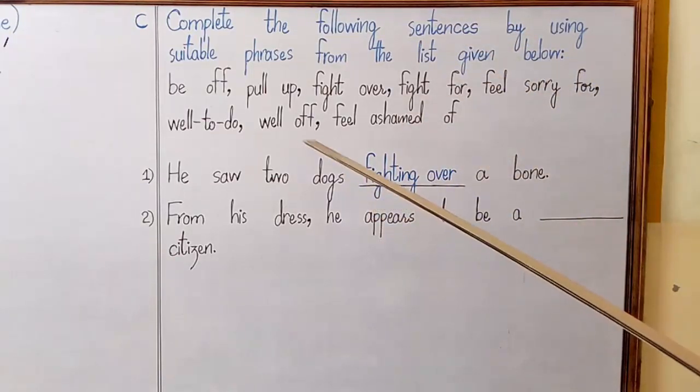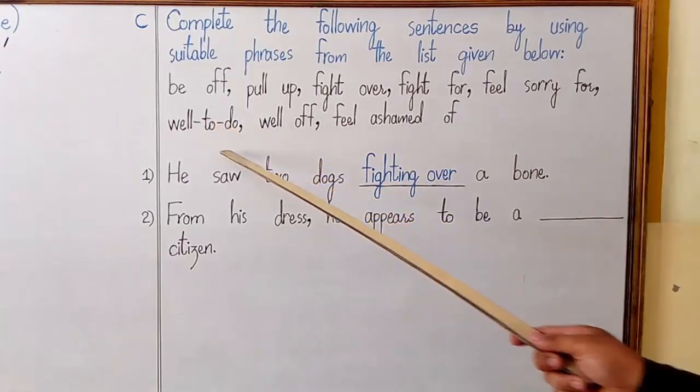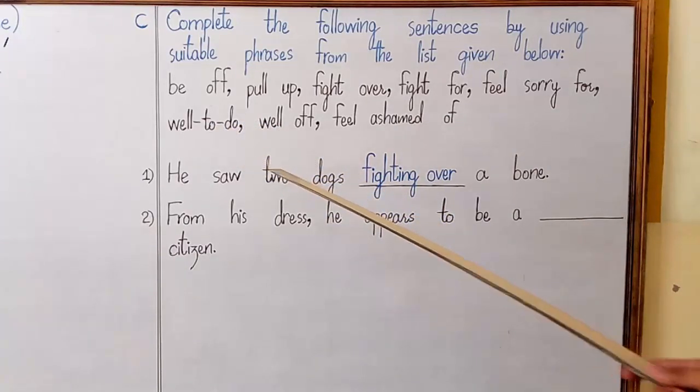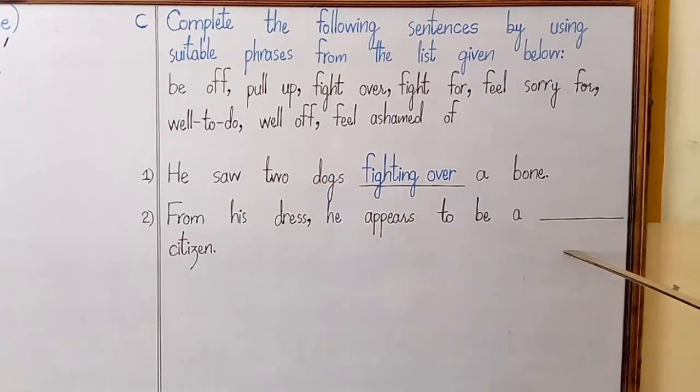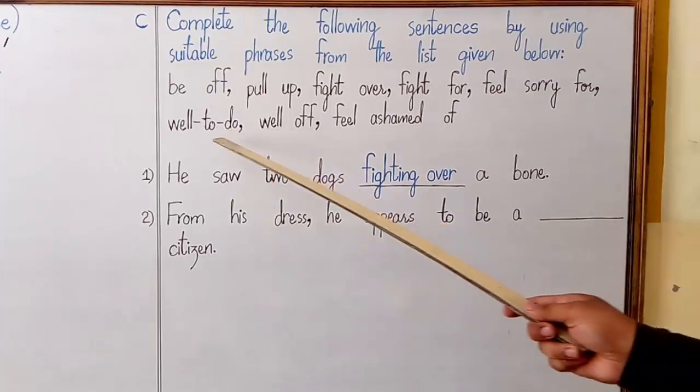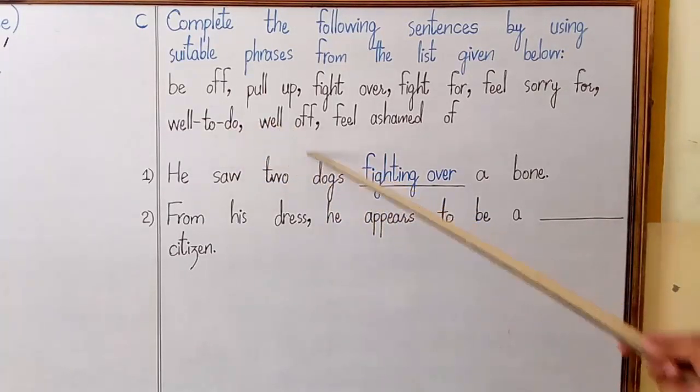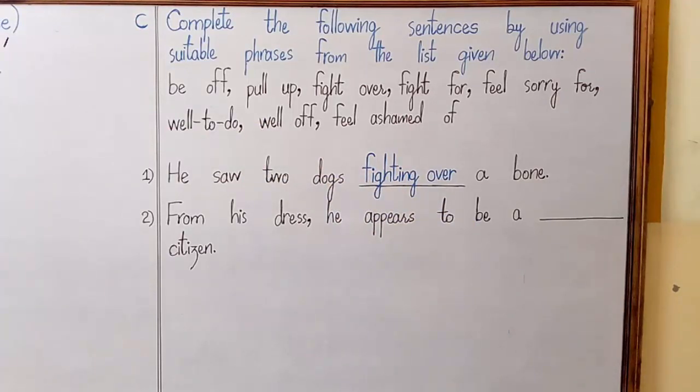Yes, I can hear you people say that either well-to-do or well-off. These two are the possible phrases to be put here in this blank. Well-to-do and well-off mean wealthy or prosperous. So any one of these two you can use here in this blank. From his dress, he appears to be a dash citizen. Both these phrases are possible to use here, well-to-do and well-off.